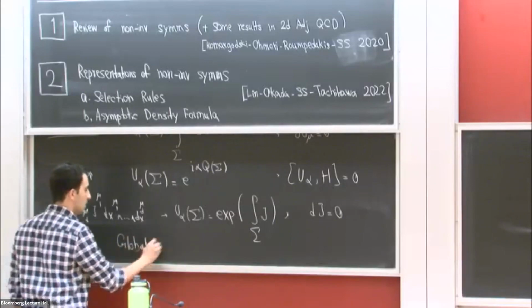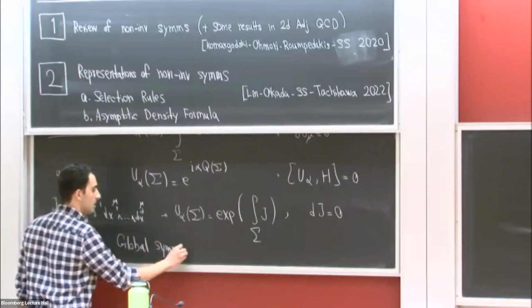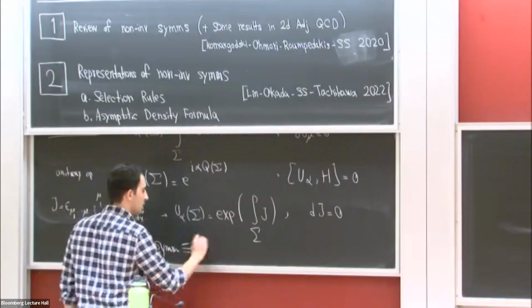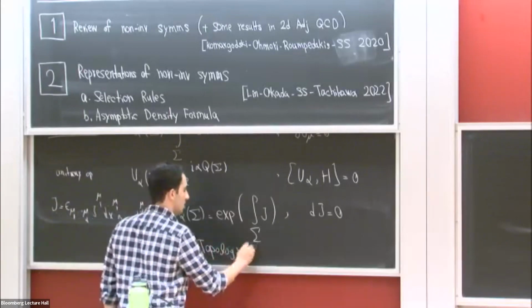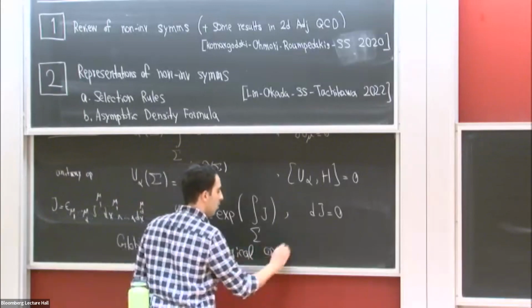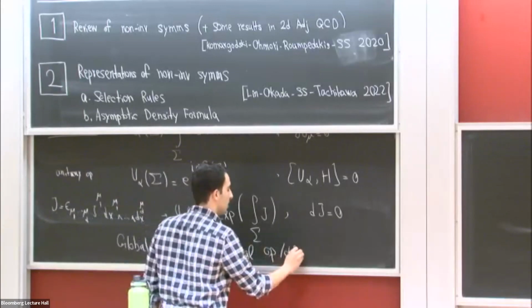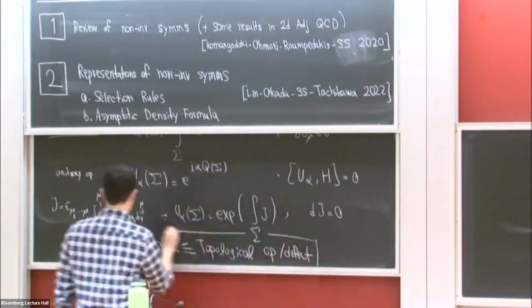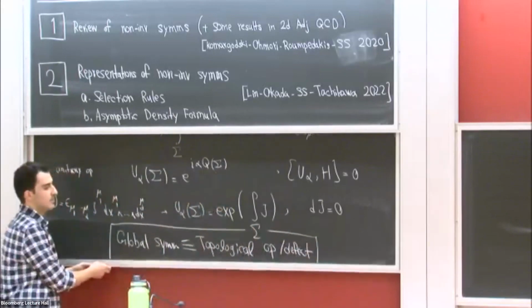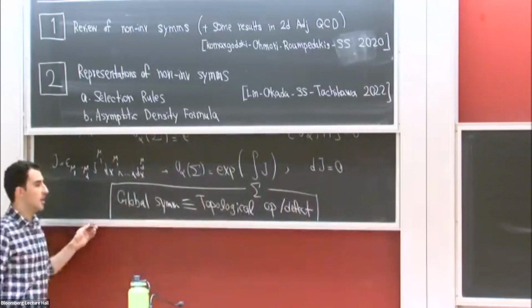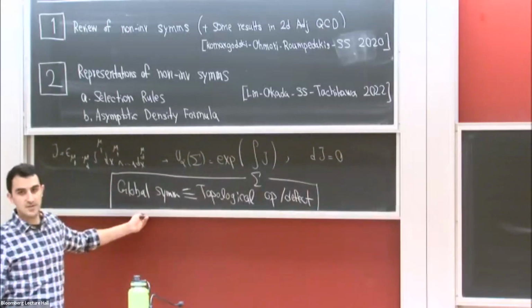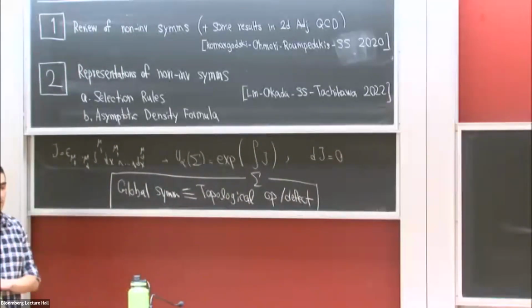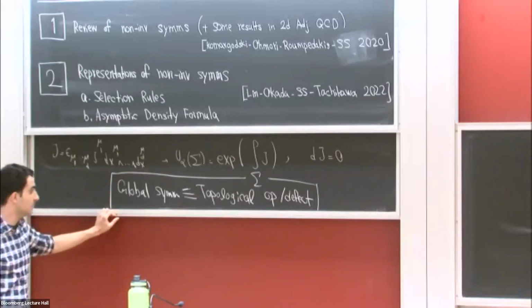This gives us a modern definition of global symmetry. It says that global symmetry is equivalent to topological operator or defect. I will explain what I mean by defect and operator. This is from a paper by Gaiotto, Kapustin, Seiberg, and Willett in 2014.